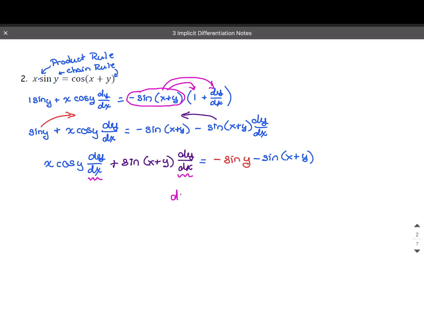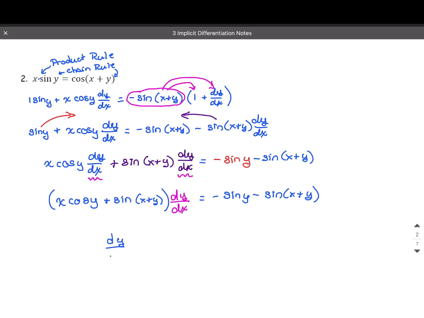Now, we can see here that dy/dx is a common term on that side, so we're going to factor out the dy/dx, and what's left if we take that out? We're going to have x cosine y plus the sine of (x plus y) equals negative sine y minus the sine of (x plus y). This is messy looking, isn't it?